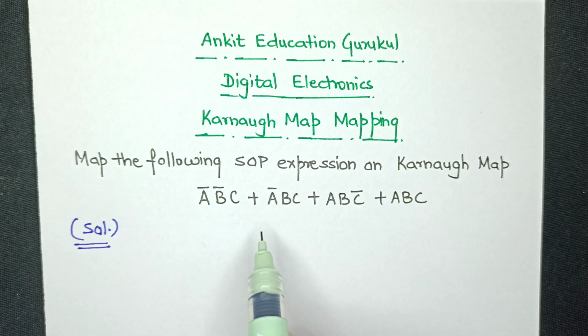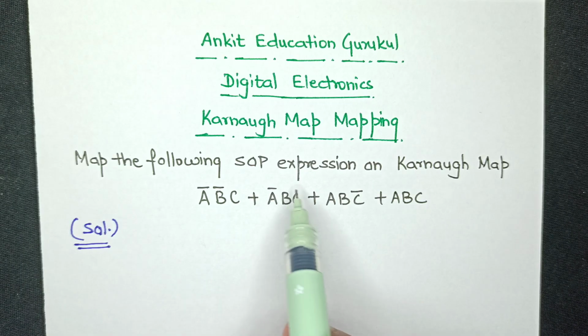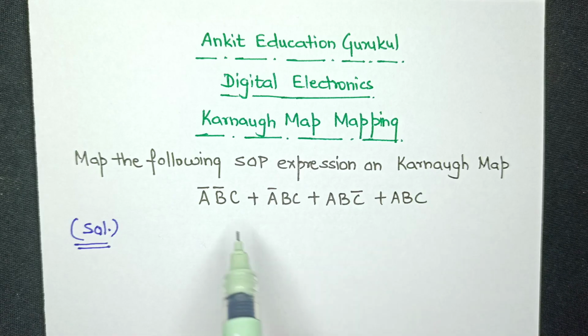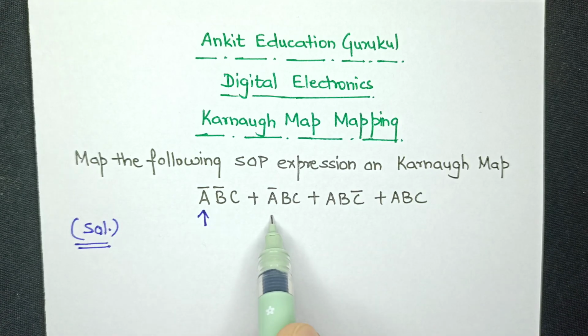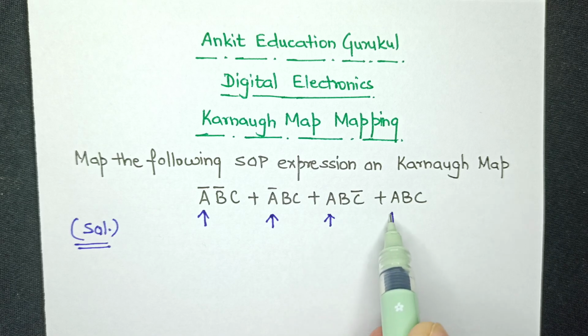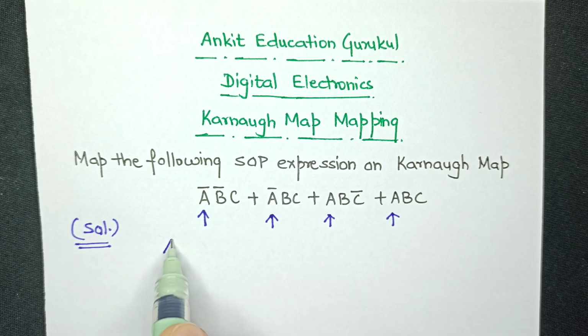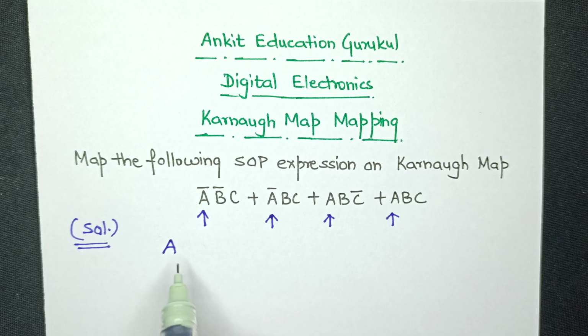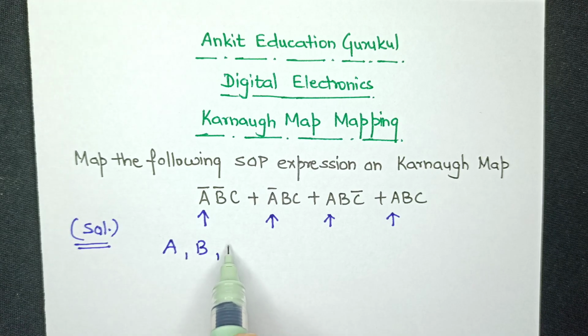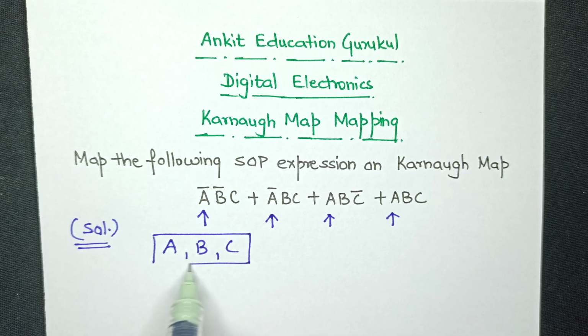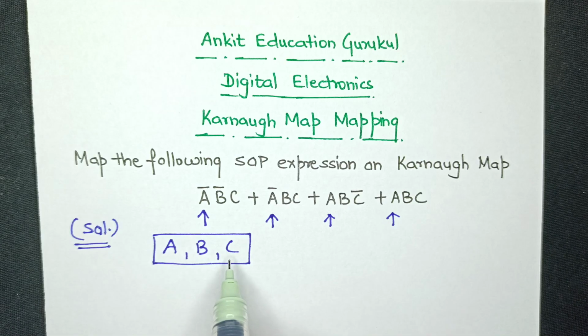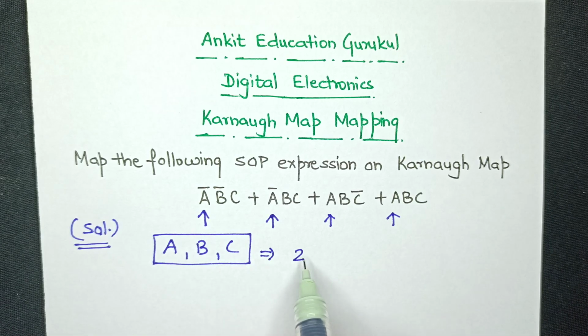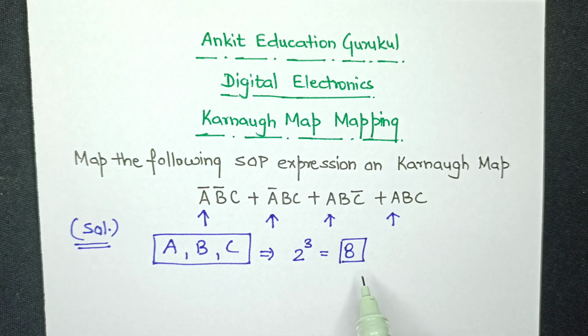Now if you notice here, the very first rule of mapping any expression on a Karnaugh map is to count the number of variables. So as you can see, we have A bar and A. So that means A and A complement is given, so we'll take this as A. Similarly, we have another variable, that is B, and the third variable is C. So technically in this question, this is a 3 input SOP expression. So in Karnaugh map, what we'll do is we'll raise 2 to the power 3, which is 8. So this means that this will be an 8 cell Karnaugh map.